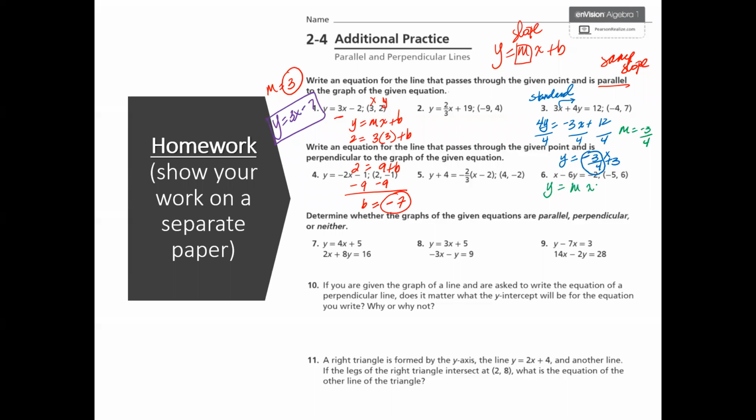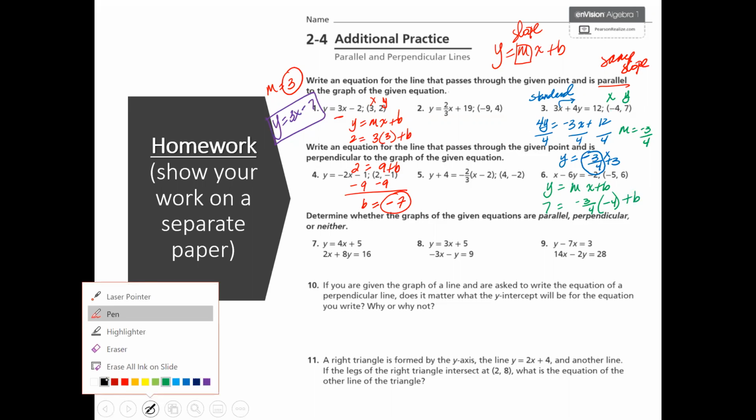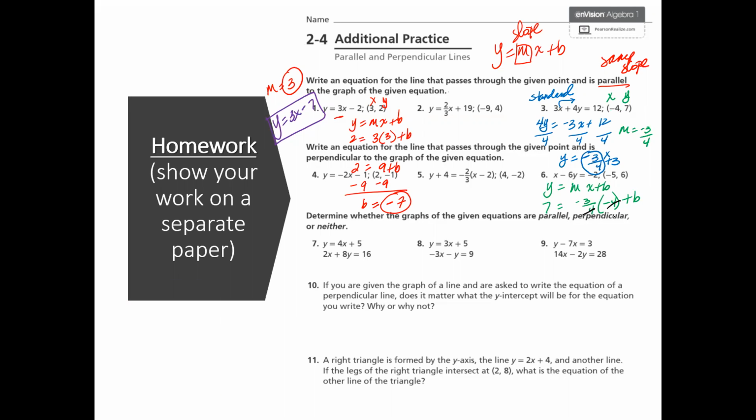y equals mx plus b. My x is negative 4. My y is 7. So I'm going to have 7 equals negative 3 over 4 times negative 4, which is my x, plus b. Lucky for me, I can cancel the negative 4 with the 4, and the negative times negative becomes a positive. So then I have 7 is equal to 3 plus b. If I subtract 3 on both sides, b is going to be 7 minus 3, which is 4.